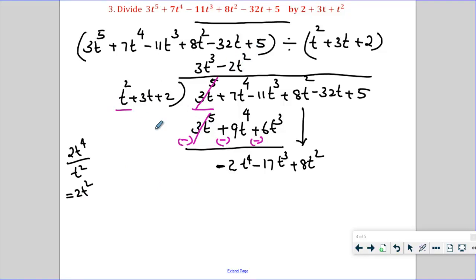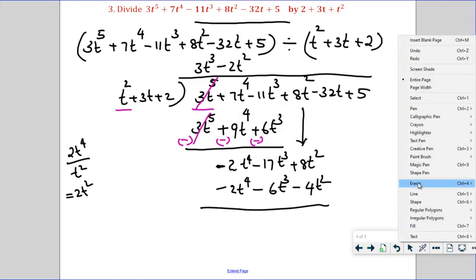Now you have to multiply 2t square into t square. Here minus, minus into plus, that is minus. 2t square into t square, that is 2t power 4. Now minus into plus, that is minus. 2 into 3, that is 6t square into t, 6t cube. Now 2 into 2, minus into plus, that is minus. 2 into 2, that is 4. Now t square, 4t square. Now again you have to do the subtraction.